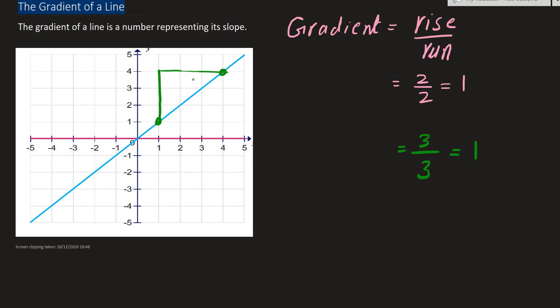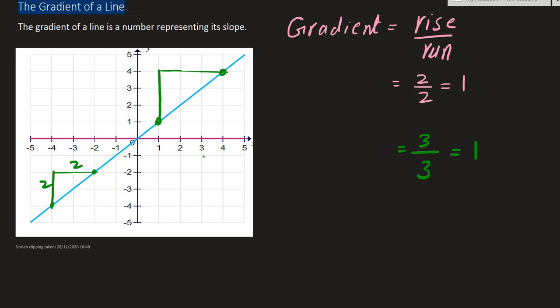So you can pick any 2 points, and if you do rise over run, you're going to get the same answer anywhere on the grid. Let's say you choose this point and that point, so do rise 1, 2, and run 1, 2. So 2 divided by 2 is going to be 1. So rise over run is going to be 1. So this is the concept of how you can find the gradient from a line.